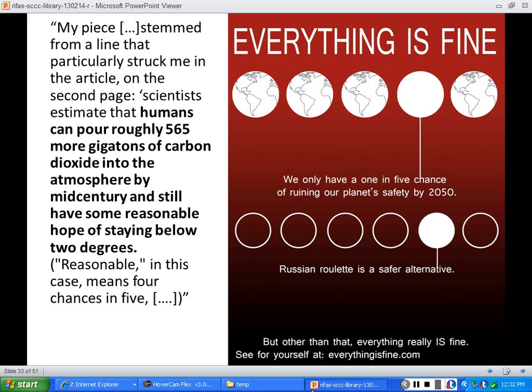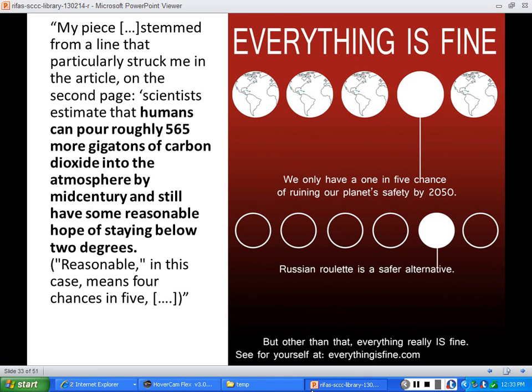My piece stemmed from a line that particularly struck me in the article on the second page. Scientists estimate that humans can pour roughly 565 more gigatons of carbon dioxide into the atmosphere by mid-century and still have some reasonable hope of staying below 2 degrees. Reasonable in this case means 4 chances in 5.